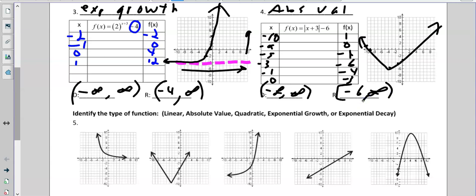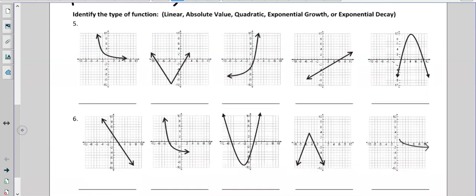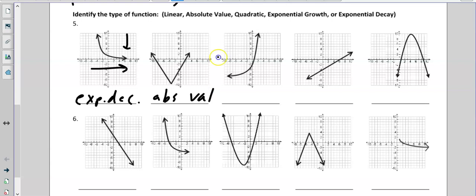All right? This part will go quick. Identify the type of function. Well, over time, it's going down in a curve, so that's exponential decay. You can abbreviate. We see the V for value, absolute value. A curve again over time going up, so that is a horrible E, exponential growth. This one's just a straight line, so it's linear. We have a parabola, so that's called quadratic.